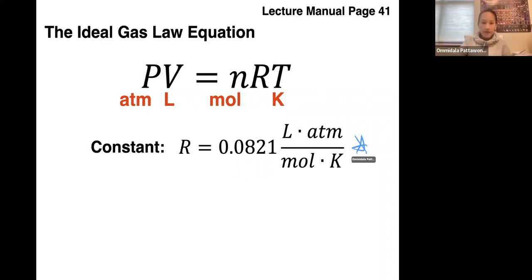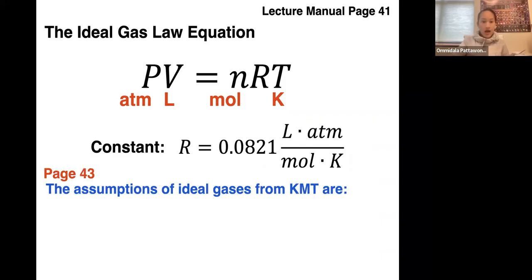So just note that. You don't need to memorize this R constant on the exam. It will be given to you. You just need to know how to use it. Now, to talk about the ideal gas real quick: what is the ideal gas?